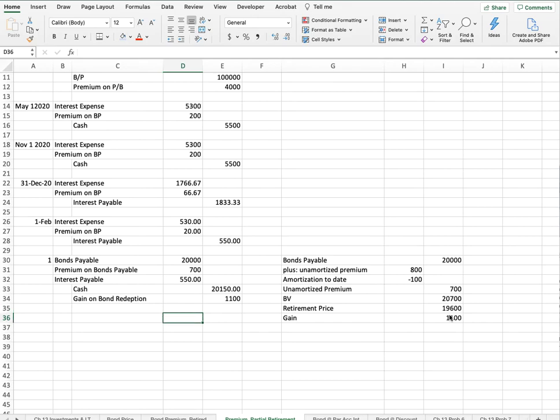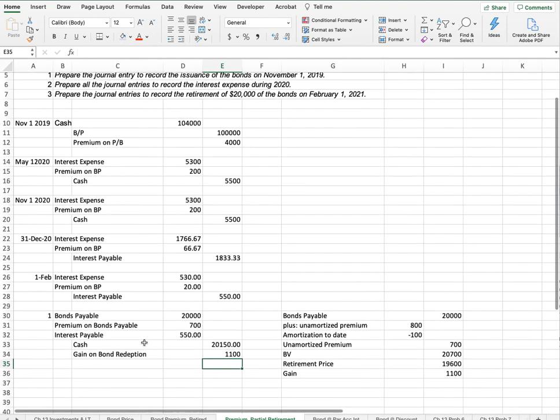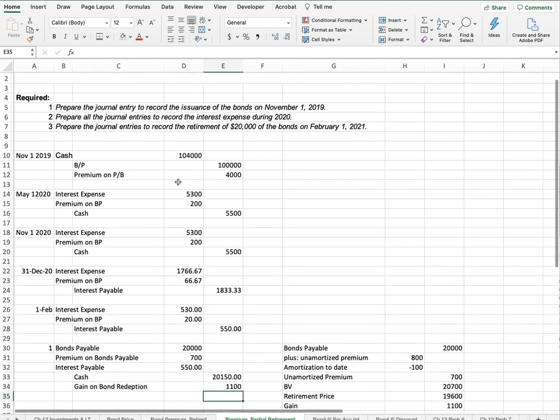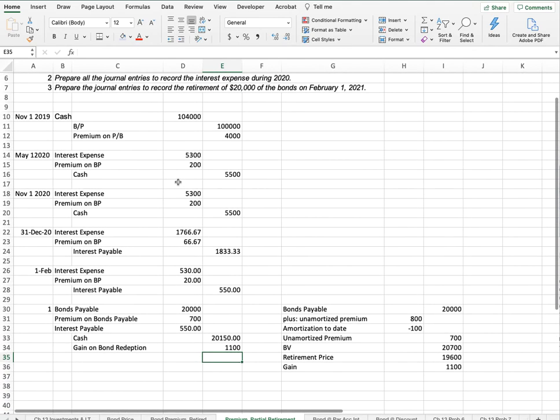And of course we'll just do our double check and make sure that our debits equal our credits. And it does. So, all right, let's double check there's nothing else. Yep, we prepared the retirement. So I think that finishes the requirements for this one.